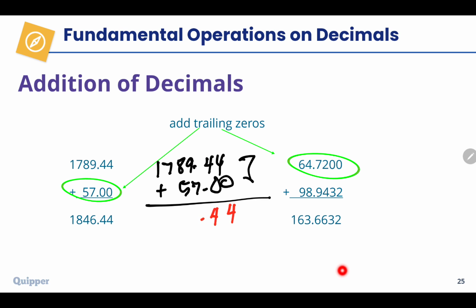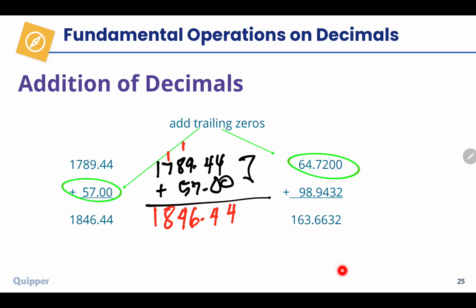Then, itapat si decimal point. 9 plus 7 is 16. Carry 1. 8 plus 5 is 13 plus 1 is 14. Then, write down 4, then carry 1. 7 plus 1 is 8 and bring down 1. So, we have here 1,846.44.